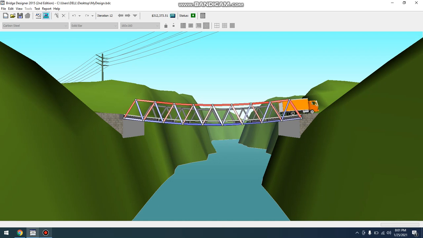So this is the end of the tutorial, and the purpose of this tutorial is just to demonstrate how a truss fails either in compression or tension.